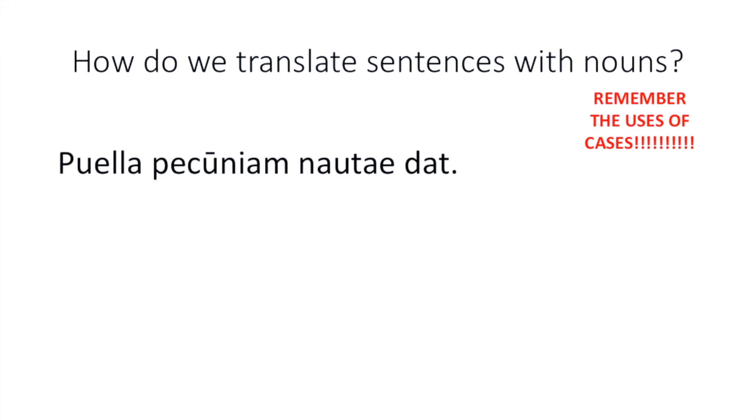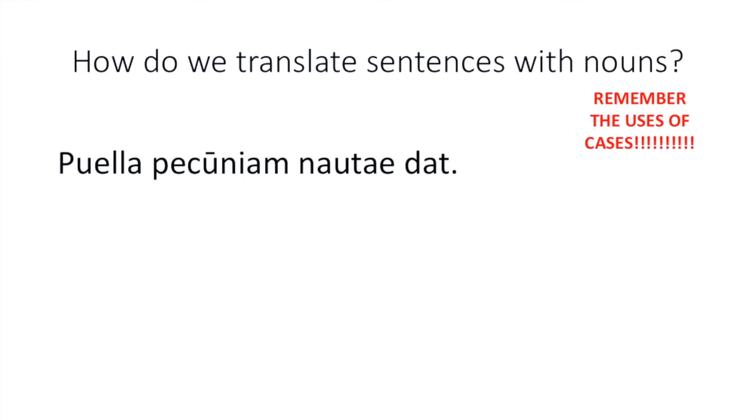I realize we've gone through a lot so far, and this is to show you the value of remembering all of our case endings and all of the uses of cases. The more we practice with these, the better you will be at declining nouns and at translating sentences. So, the first thing to do, read your sentence, puella pecuniam nautai dat. Now we're familiar with all the words we're looking at, so we know how to translate them.